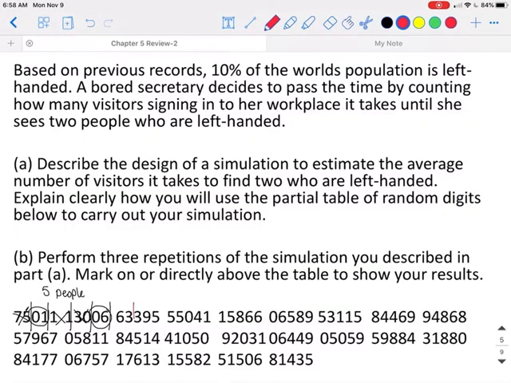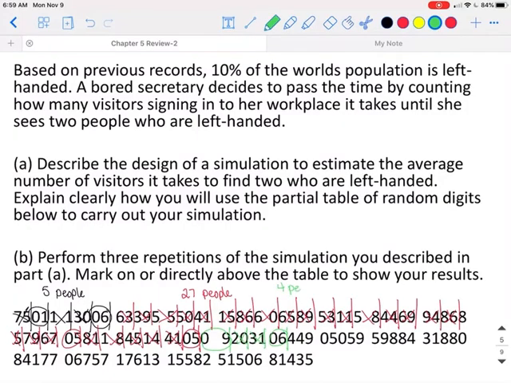Now, let's do it again. So we have to do this for 3 simulations. That time, it took her 27 people before she got 2 left-handed people. And if we do this one more time, that time it only took her 4 people. So those are 3 separate repetitions of our simulation.